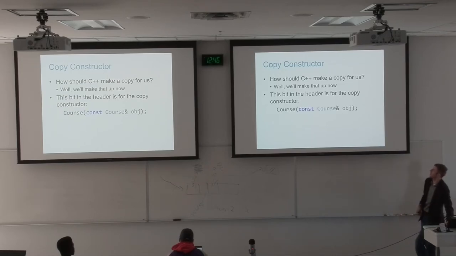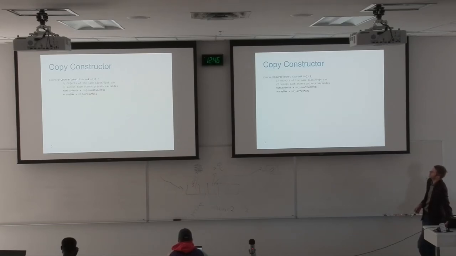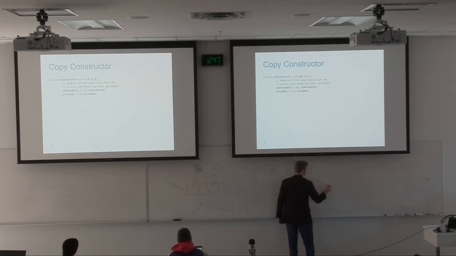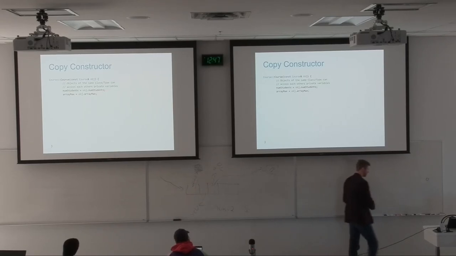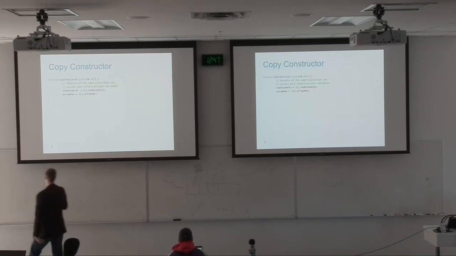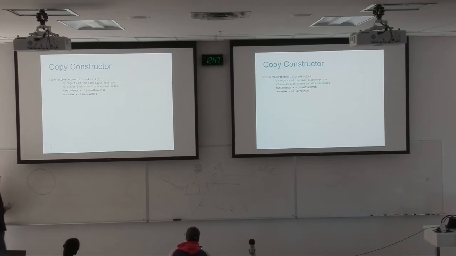So, here's my thing. I would add this to the header. Here's my copy constructor. So, let's remember, what are the attributes? Let's see if I can find a better marker. I think I've got one in my bag. Let's say here's my course, okay? What are the attributes that the course has? Somebody just start yelling them out. First name.